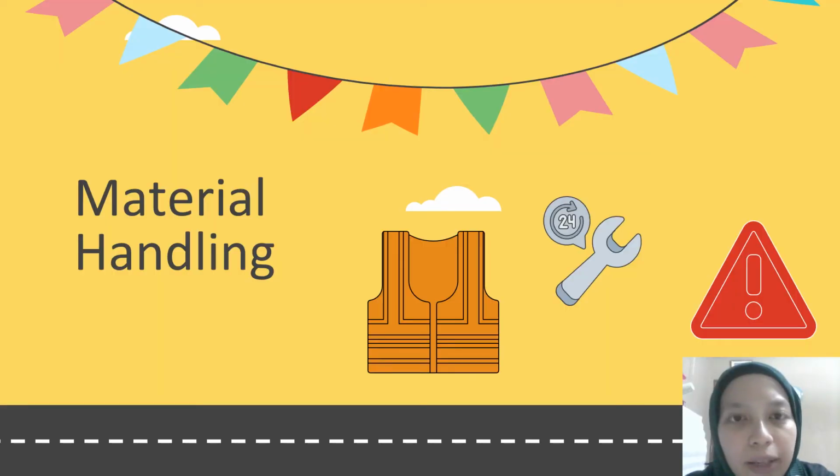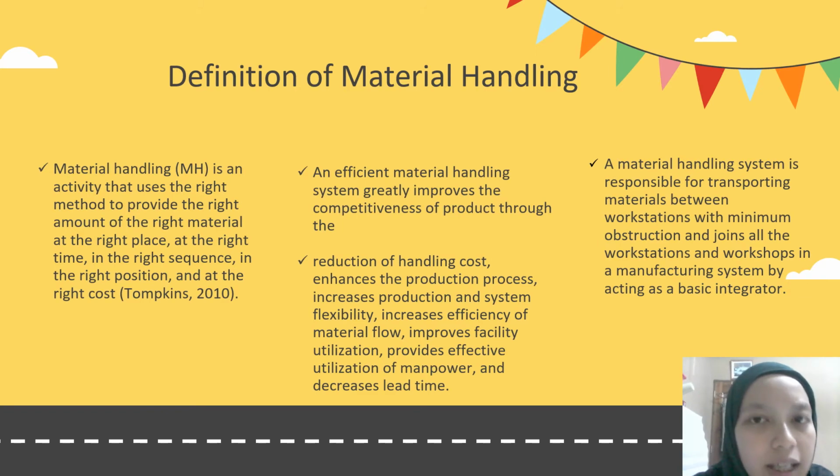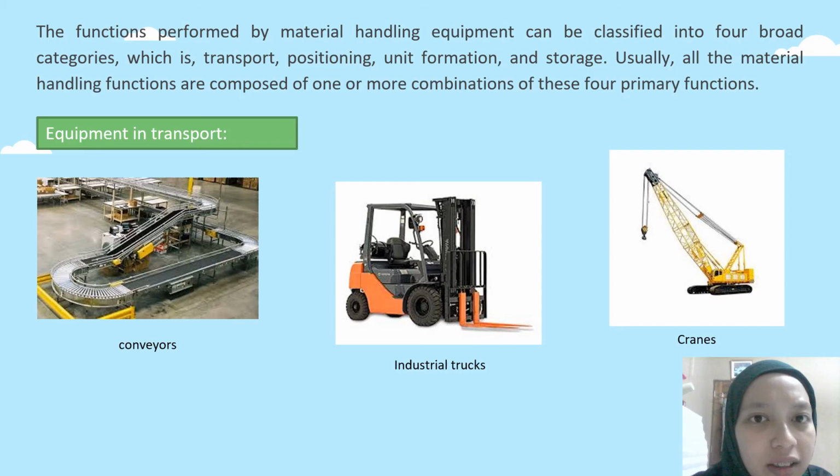Now I will explain about material handling. Material handling is an activity that uses the right amount to provide the right amount of the right material at the right place, at the right time, in the right sequence, in the right position, and at the right cost. The system is responsible for transporting material between the workstation.